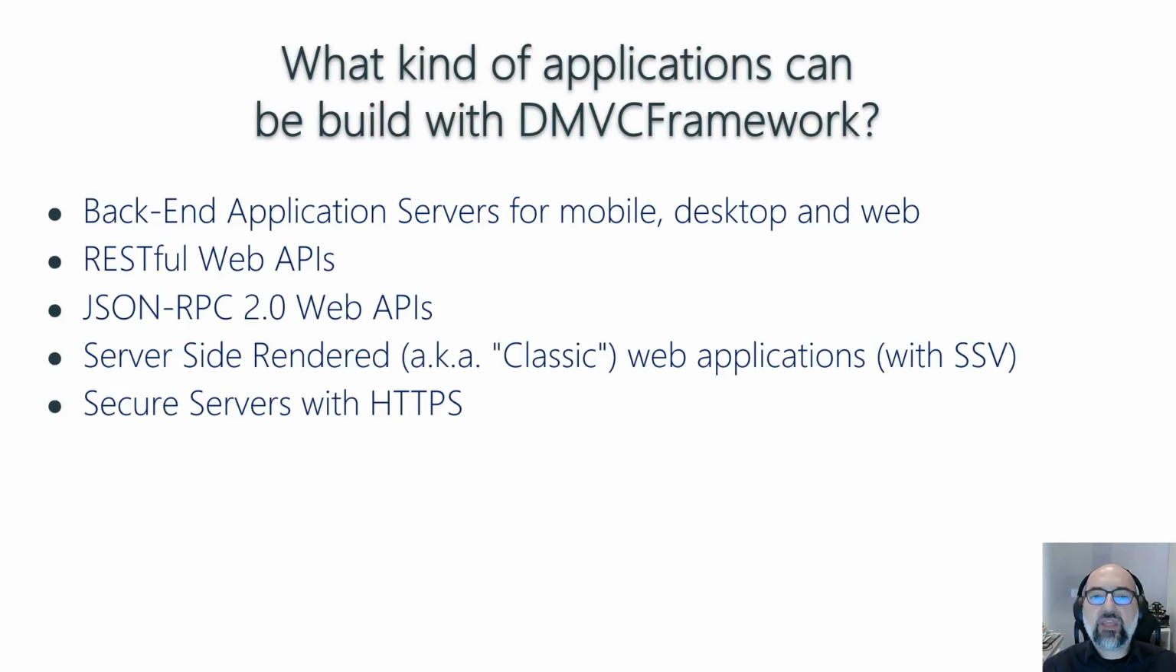So what kind of application can be built with the MVC framework? With the DMVC framework, you can build backend application servers for mobile, desktop, and web, RESTful APIs, and JSON-RPC 2.0 web APIs, which are very interesting, as we'll see in a moment. You can also write server-side rendered, also known as classic, web applications using server-side views technology. And no matter which kind of deployment you choose, you can set up your server with HTTPS.